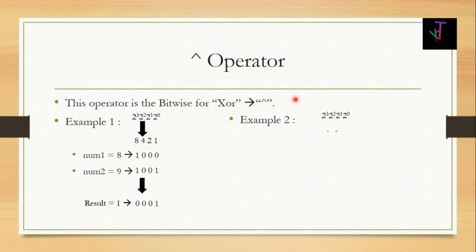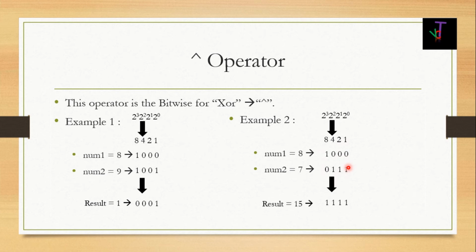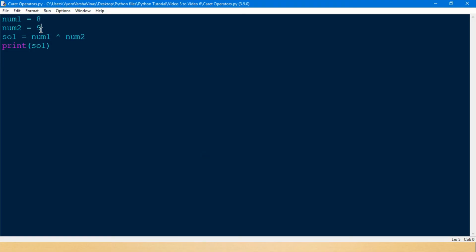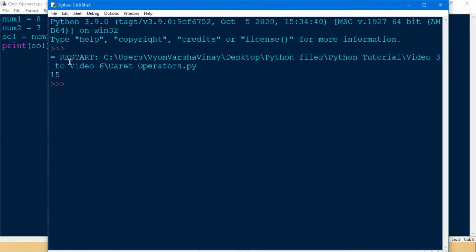Second example. So here, as you can see, none of the bits are common to each other. That is, one is false and the other one is true, or one is 0 and the second one is 1. So that will give us 1111, and the result is going to be equal to 15. And run it. As you can see, the result is 15.